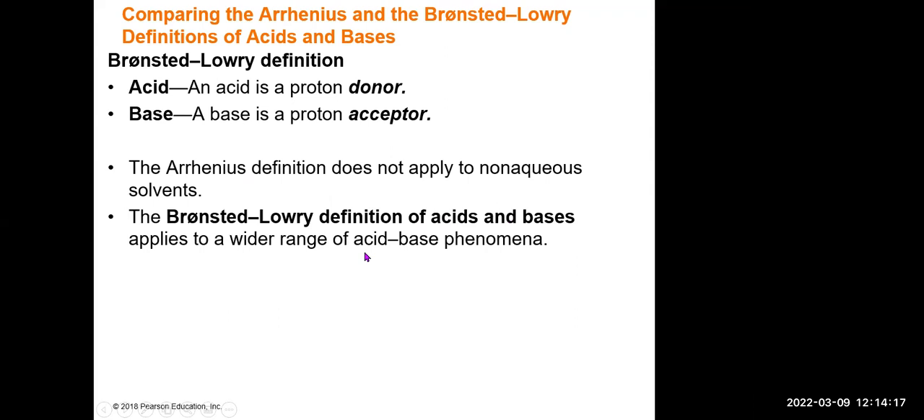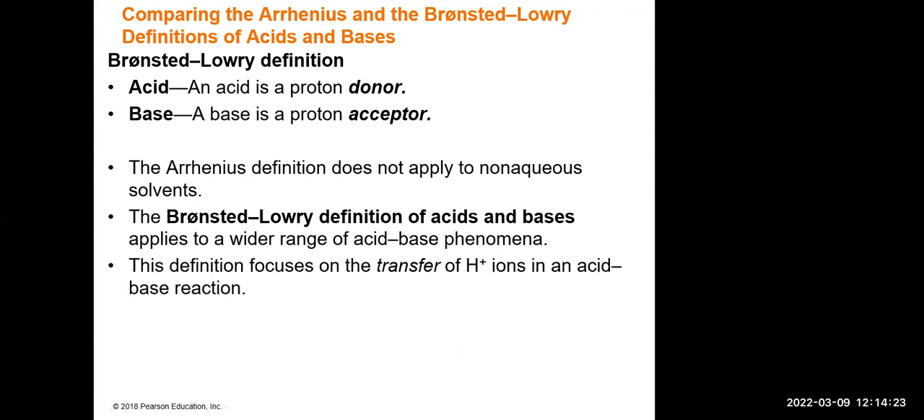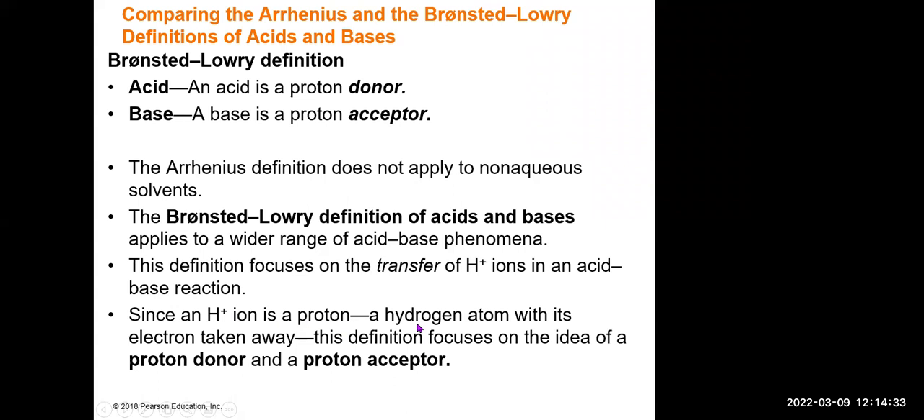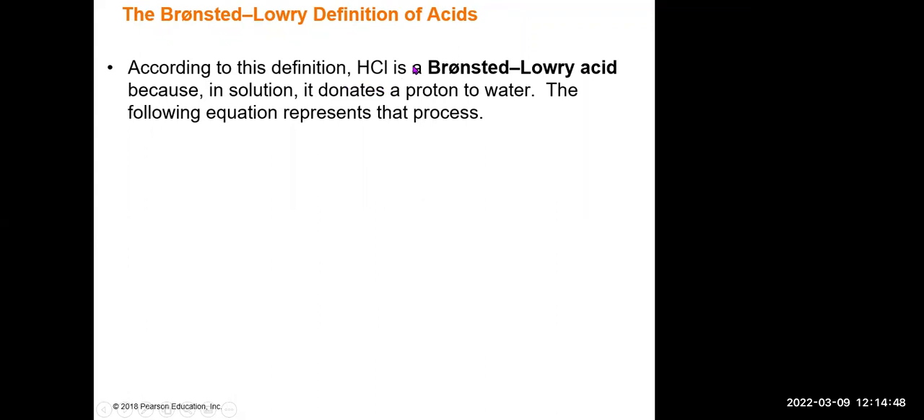This definition focuses on the transfer of a proton, H plus ion, in an acid-base reaction. Since an H plus ion is a proton, a hydrogen atom with its electron taken away, so that's a proton. This definition focuses on the idea of a proton donor and proton acceptor. According to this definition, HCl is a Brønsted-Lowry acid because in solution, it donates a proton to water. The following equation represents that process. We have HCl (aq) plus H2O (l) produce H3O plus and Cl negative (aq).